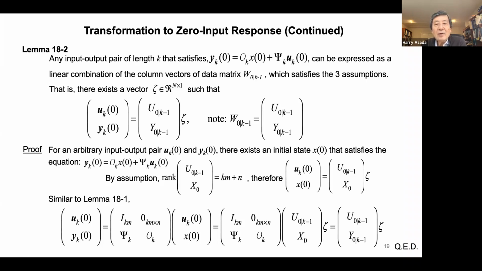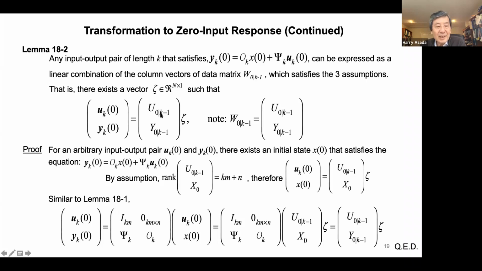Now, interestingly, under these assumptions, such an arbitrary input-output vector can be created by linear combinations of all the column vectors involved in your input-output data. So this is actually not involved in the origin of the data, but it can be created by linear combinations of your input-output data matrix.